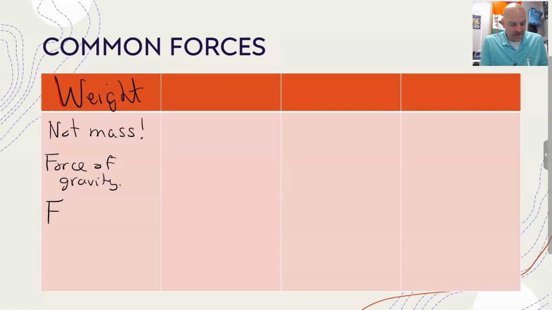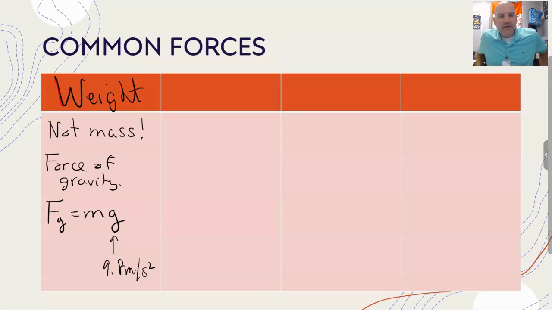To calculate weight is very simple. F sub g is the variable, and it's just m times g, where in this case g would be 9.8 meters per second squared. It always acts downward, because it is the force due to gravity. It is going to be downward when we draw our free body diagrams, and the weight will exist on every single object that we have.